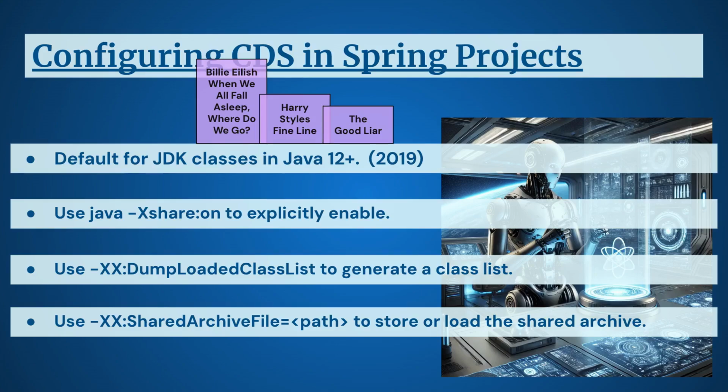And then, to be able to create a shared archive file, we can use this flag -XX:SharedArchiveFile and then define the path where it is located to be able to store or load the shared archive. This was just a short overview of simple commands that can activate CDS for us and can allow us to use CDS. But CDS is a vast world in itself, and there are a lot of different commands that we can also use with it.